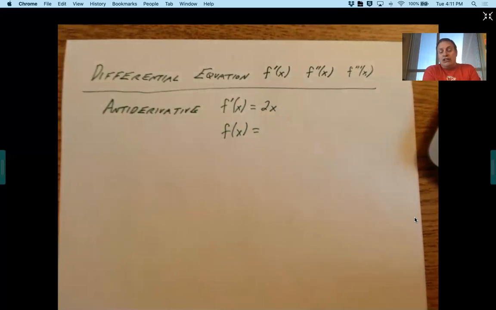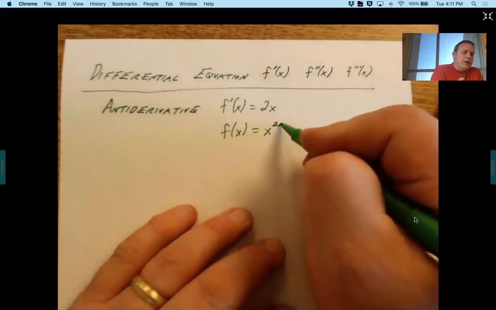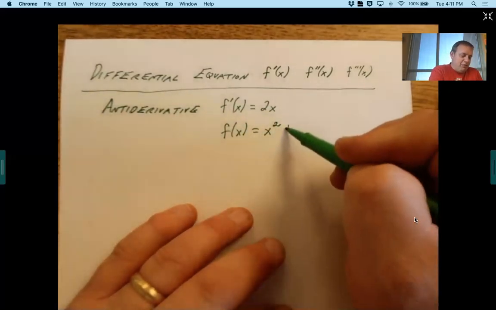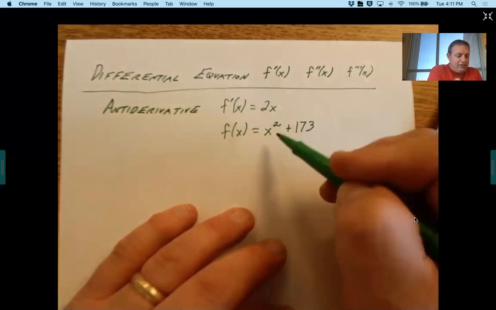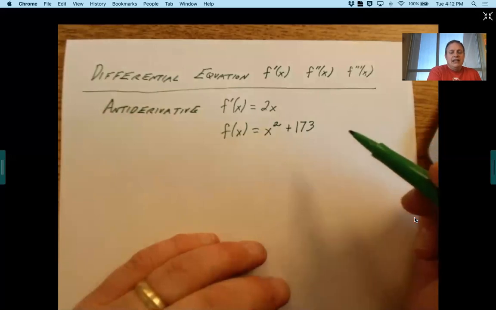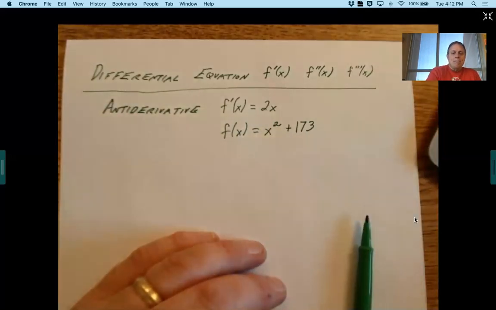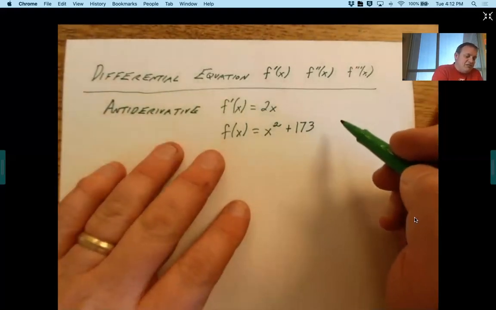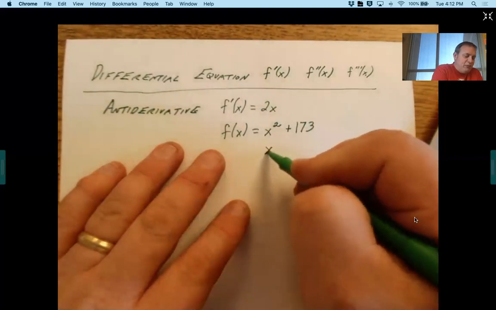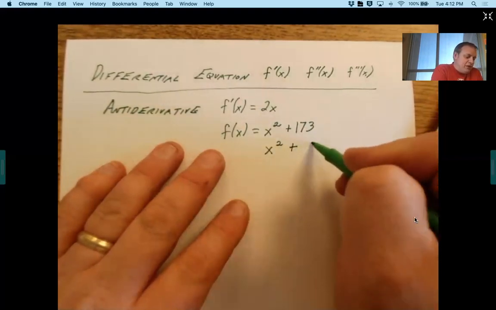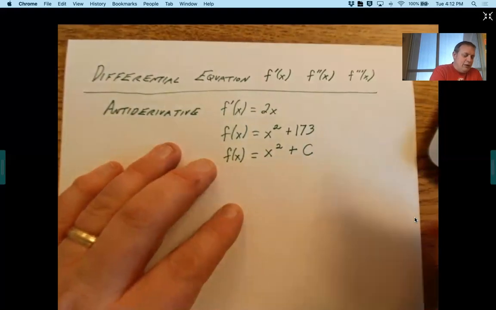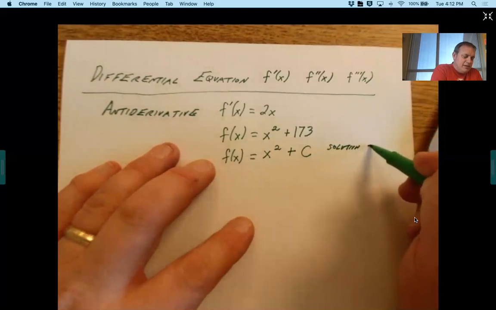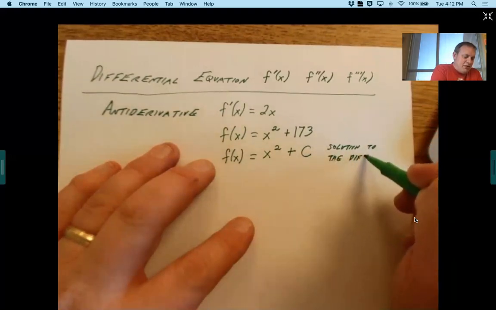I can. I can actually think of a lot of them. You're going, what do you mean by a lot of them? Well, x squared would work, wouldn't it? So would x squared plus 1, or x squared plus 17, or x squared plus 173. If we take the derivative of all of those, the derivative is 2x. We call this by a different name. And so what we can say is, well, the answer to this is really x squared plus some constant. That's really what f of x has to be. And we say that this is the solution to the differential equation.